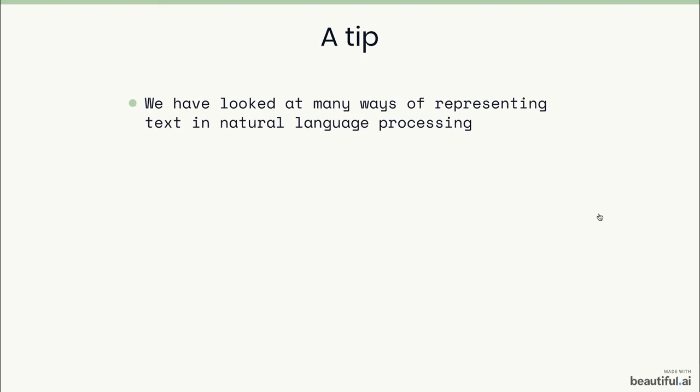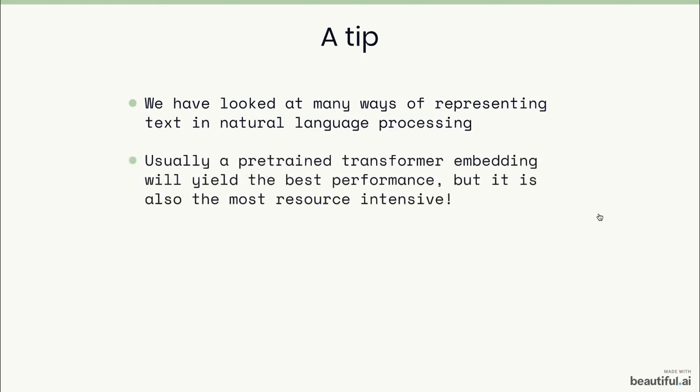So a little tip towards the end here. We looked at many different ways of representing text in NLP. Usually a pre-trained transformer embedding will yield the best performance, but keep in mind that it's also the most resource intensive. Even just to fine-tune a pre-trained transformer on a simple task, you would usually require GPU power for many hours. And when you use it for inference, it might be way slower than some of the other embeddings that we have seen.